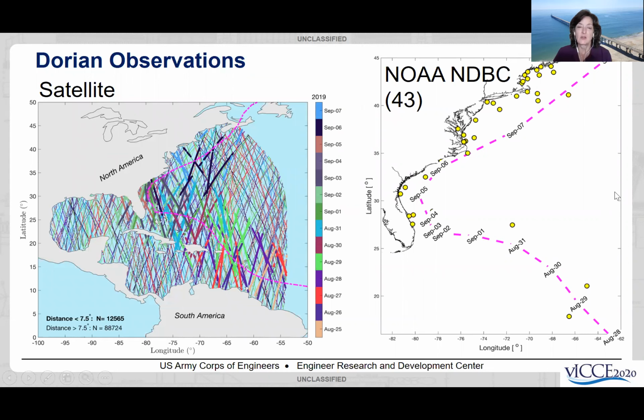Hurricane Dorian is interesting not only because it was a very intense storm, but as it tracked through the US, it came near a number of our NDBC buoys. We also have some data from satellite coverage, from satellite altimeters. So we have a pretty rich data set for doing model validation.